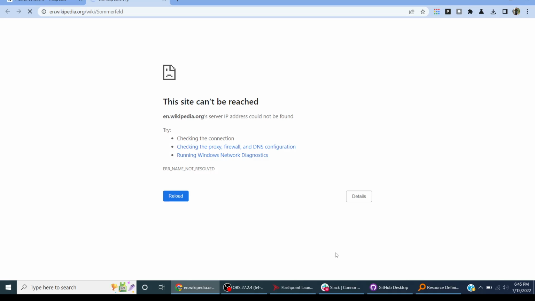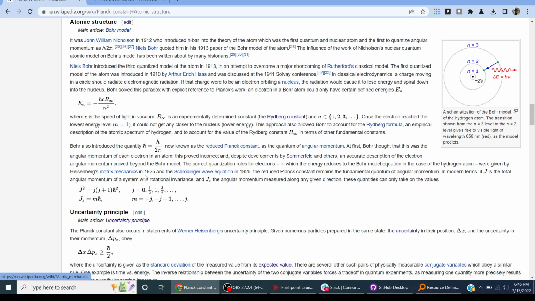And others, an accurate description of the electron angular momentum proved beyond the Bohr model. The correct quantization rules for electrons, in which the energy reduces to the Bohr model equation in the case of the hydrogen atom, were given by Heisenberg's matrix mechanics in 1925 and the Schrödinger wave equation in 1926. The reduced Planck constant remains a fundamental quantum of angular momentum.